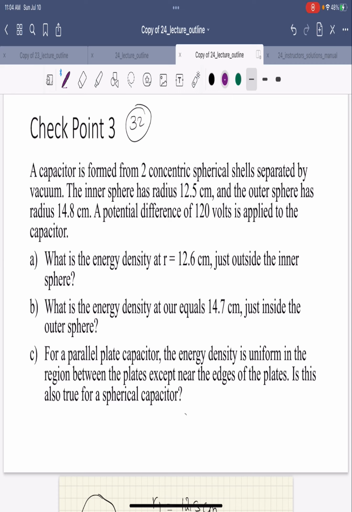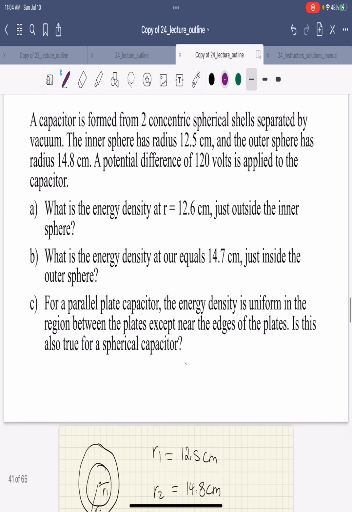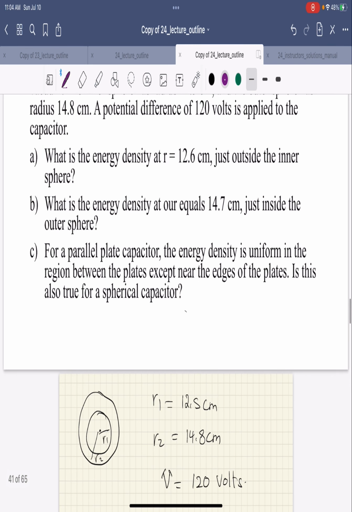A capacitor is formed from 2 concentric spherical shells separated by vacuum. The inner sphere has radius 12.5 centimeters, and the outer sphere has radius of 14.8 centimeters. A potential difference of 120 volts is applied to the capacitor. What is the energy density at R equal 12.6 centimeters, just outside the inner sphere? What is the energy density at R equal 14.7 centimeters, just inside the outer sphere?